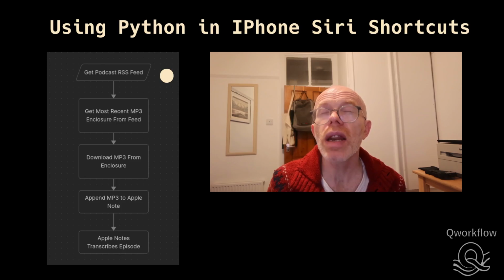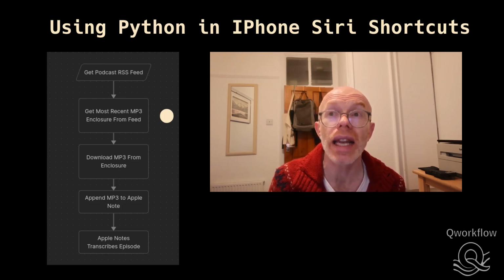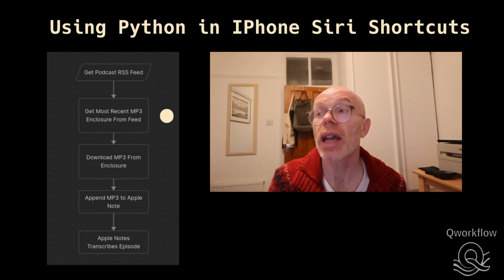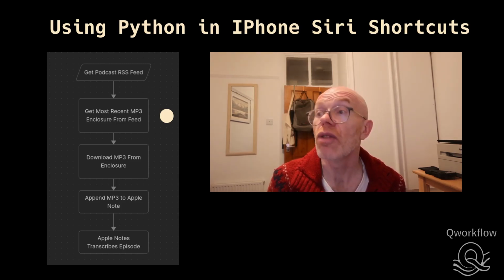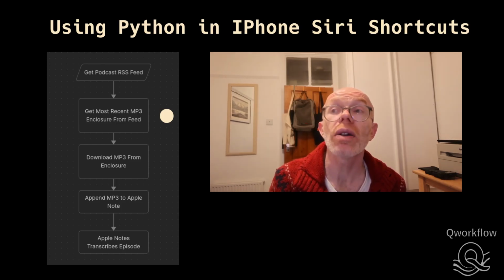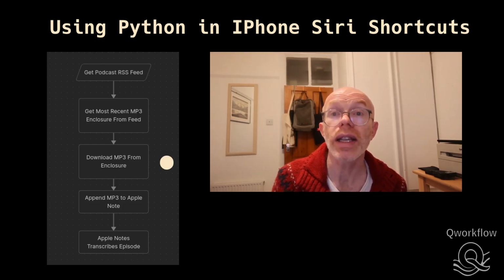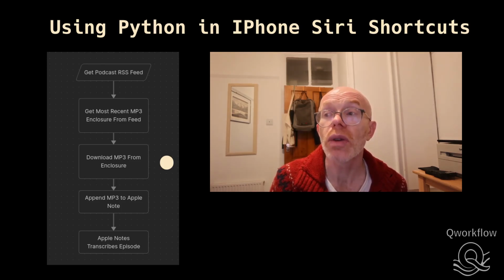Now we only want to get the most recent show, and that is its own link, and we call that an enclosure, and normally it's an MP3 file. But it can be other audio formats, and it can even be videos. But we're going to get the most recent MP3 enclosure. Once we know that, we need to download that onto our device. And when we've downloaded that file, we just want to add it to an Apple Note.